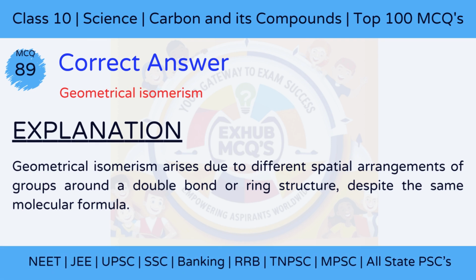The correct answer is option C, geometrical isomerism. Explanation. Geometrical isomerism occurs due to the different spatial arrangements of groups around a double bond or a ring structure, despite having the same molecular formula.